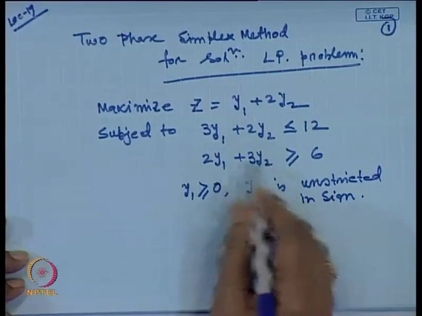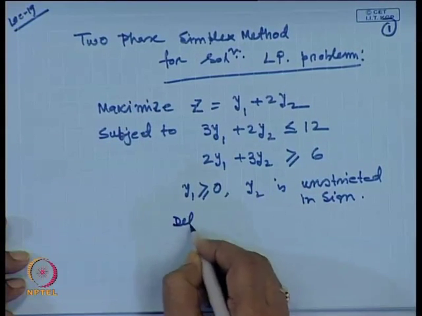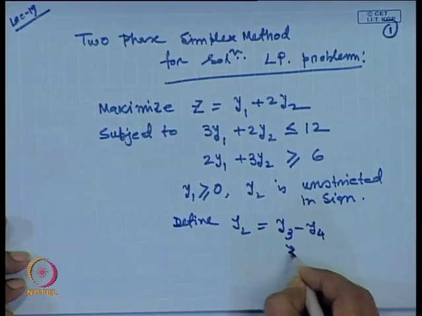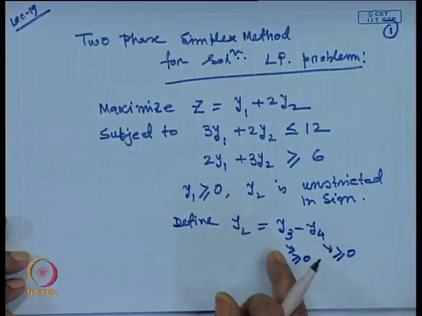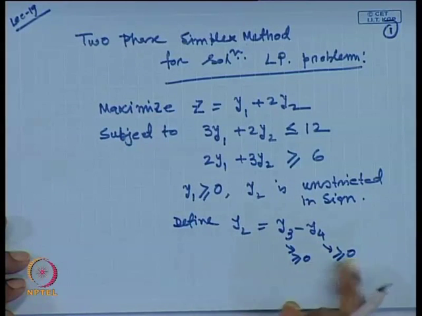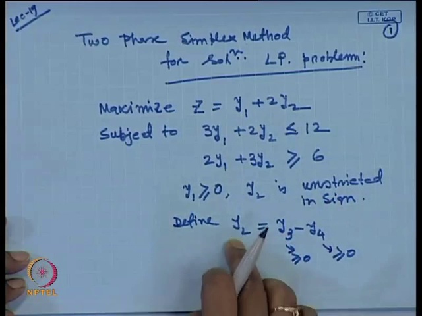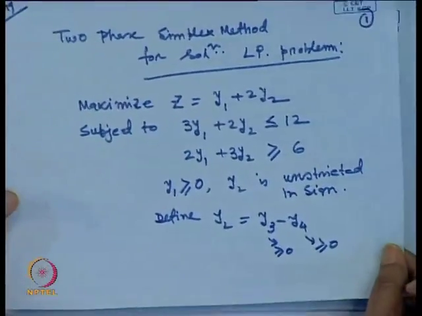Now, when we solve this problem using the simplex method, you have to convert it into a standard LP problem. Then how will you solve? Because y must be greater than or equal to 0. So y2 we can define as y3 minus y4, and y3 is greater than or equal to 0, y4 is also greater than or equal to 0. So, depending upon the values of y3 and y4, this value y2 may be positive, negative or 0.